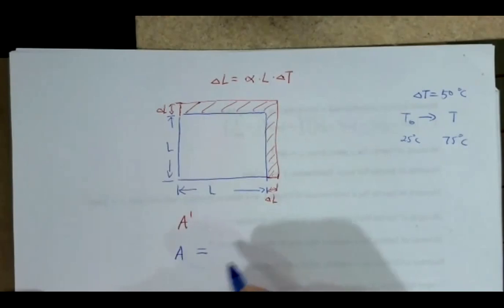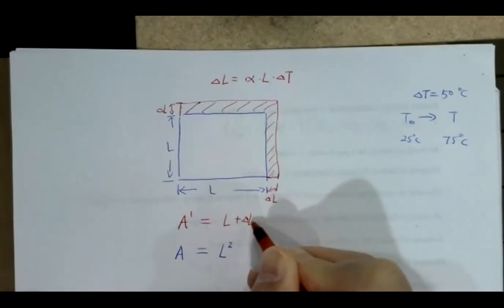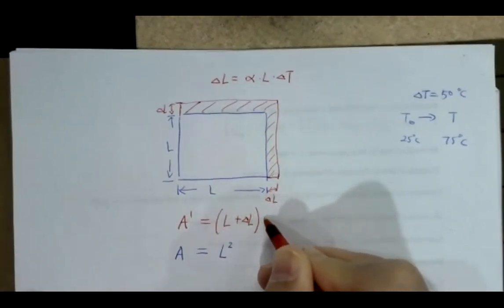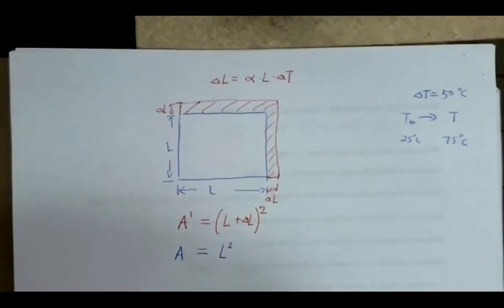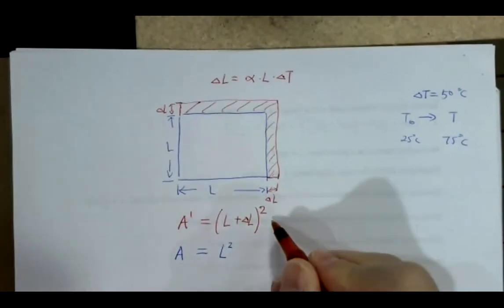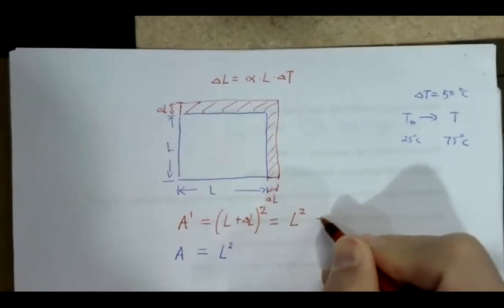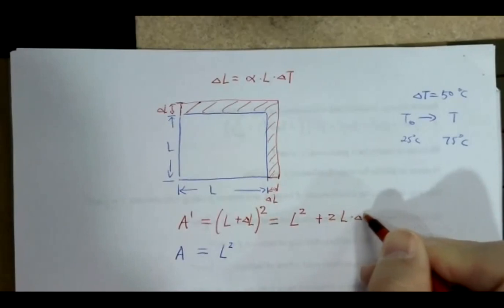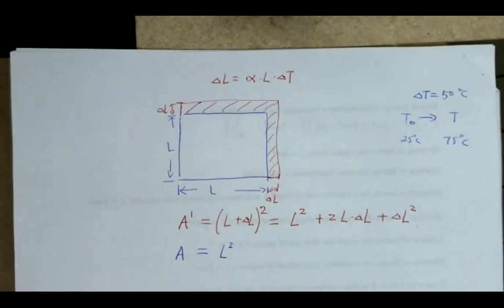So we know initially for the square, the area should be L times L, which means L squared. For the final area, this is going to be L plus delta L times L plus delta L, so L plus delta L, squared. Now we can expand the square here. It becomes L squared plus twice L times delta L plus delta L squared. So when you expand the square, it becomes three terms.